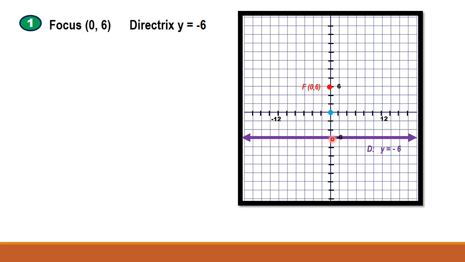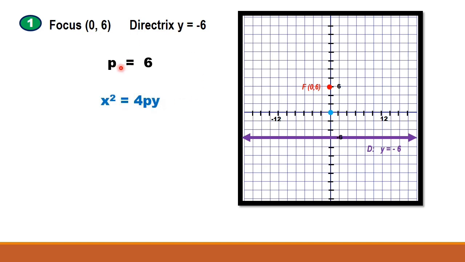Then find the focal length. Focal length is the distance from vertex to focus. So let's count: 2, 4, 6. The p-value is 6. P-value is going upward, so the opening of this parabola is upward. So we use the equation x squared equals 4py.